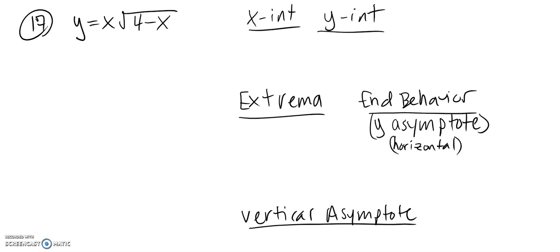Okay, so looking at number 17, y is equal to x times the square root of 4 minus x. Over on the right here, I have everything that we're going to look at: the x-intercept, the y-intercept, the extrema, and behavior, vertical asymptotes. That should give us a pretty good idea of what's happening.